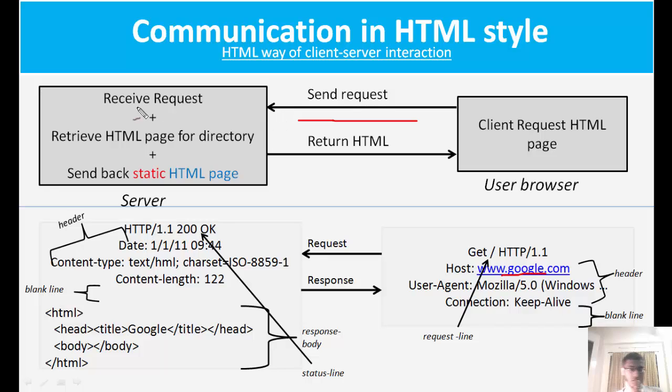This is really simple. In this example, the server receives the request and then it looks for the page that will match the request. It then retrieves the HTML page. It packs up all the data and sends the static HTML back to the user's browser, which then downloads the page. This is the inside job that is happening inside the client's browser and the server side.